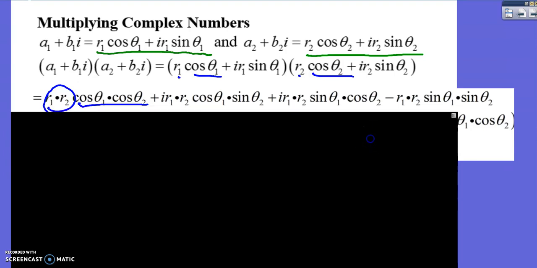Now, the one thing that I did that was a little tricky is when I multiplied these, it's supposed to be i squared, and you'll notice I've written -1 because that's what i squared is. So I kind of fudged that one a little bit. Otherwise, all I've done is distribute.